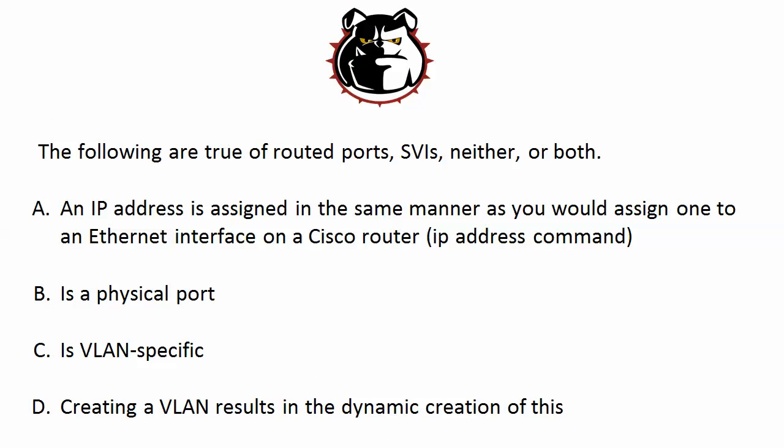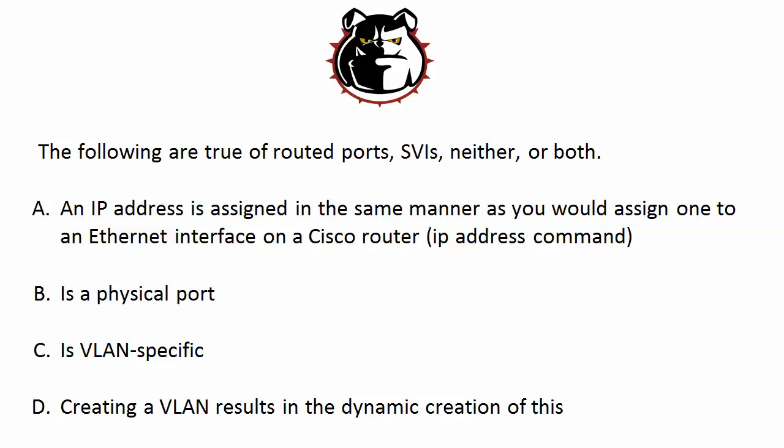On a layer 3 switch, we could have routed ports and we can have switch virtual interfaces. For each of these four phrases or descriptions, tell me whether each one describes a routed port, an SVI, neither, or both. The first statement: an IP address is assigned in the same manner as you would assign one to an Ethernet interface on a Cisco router with the IP address command.